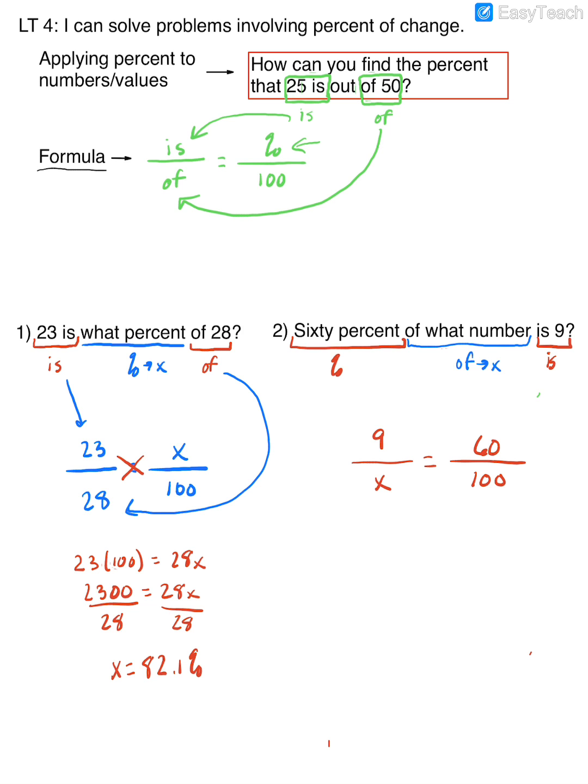Okay, then here I want to cross multiply. So 9 times 100, 60 times x, 9 times 100 is 900, and then I want to divide both sides by 60. Okay, here 900 divided by 60 is an even number, which is 15. So 60% of 15 is 9. That would be how you would complete that.